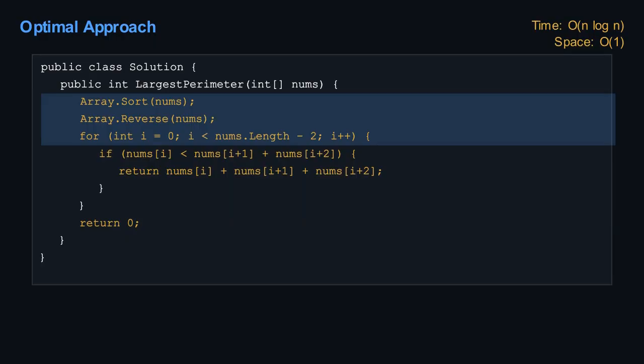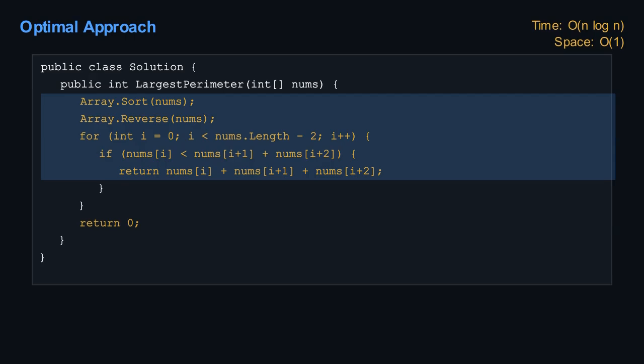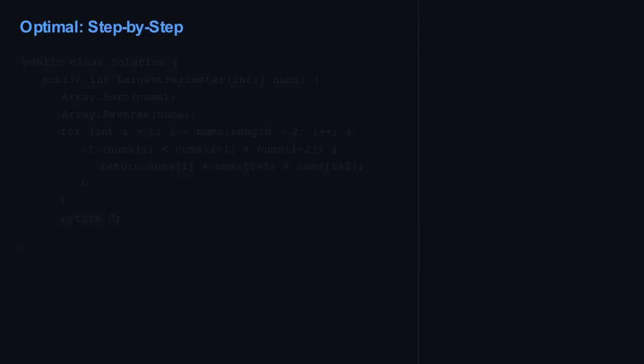If this holds, then A, B, and C form a valid triangle. By sorting the array in descending order, we can iterate from the largest possible sides. The first triplet A, B, C that satisfies B plus C greater than A will give us the largest possible perimeter. Why? Because we're prioritizing the largest sides first. If we find a valid triangle with these large sides, any other valid triangle formed by smaller sides will necessarily have a smaller perimeter.